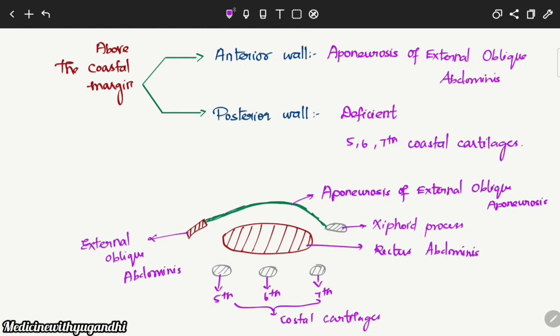Once again, this is the rectus abdominis muscle, and this is the anterior side and this is the posterior side of the rectus abdominis muscle. Here you could see the anterior wall of the rectus sheath, formed by the aponeurosis of the external oblique abdominis muscle. And on the posterior side, as I already mentioned, above the costal margin it is deficient, so that the rectus abdominis muscle rests directly on the 5th, 6th and 7th costal cartilages.